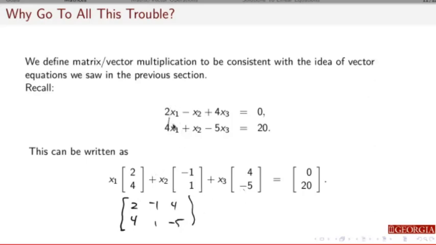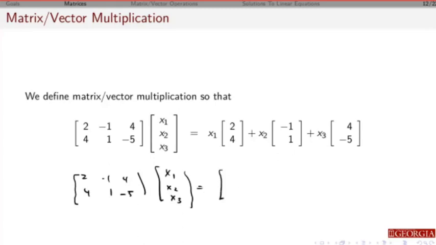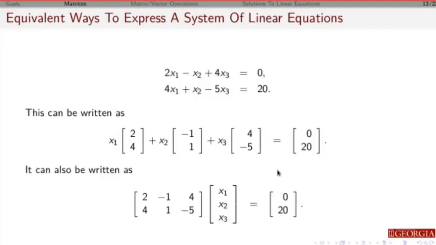And now looking at this column, and this column, that's going to define my matrix. And if I define matrix multiplication to be this form, then going back to my original system of equations, this is equal to that. And if I make this equal to 0, minus 20, this is exactly the same thing as the original system of equations. So there's no difference. Okay. So we have different ways we can write this.